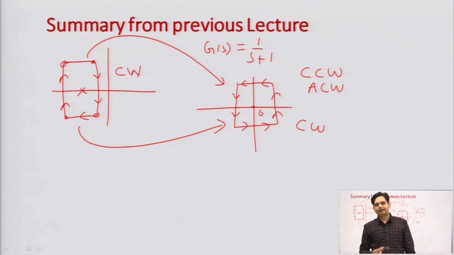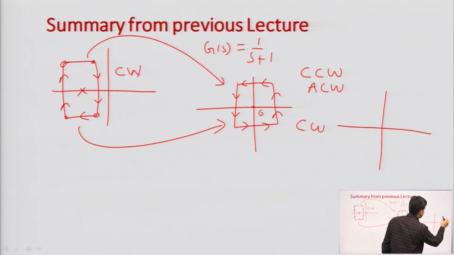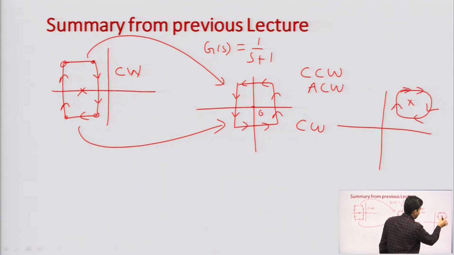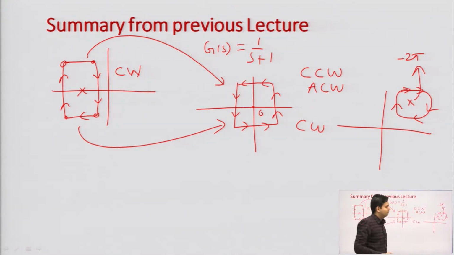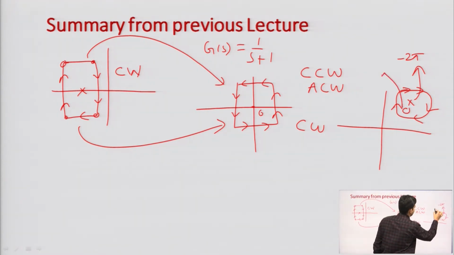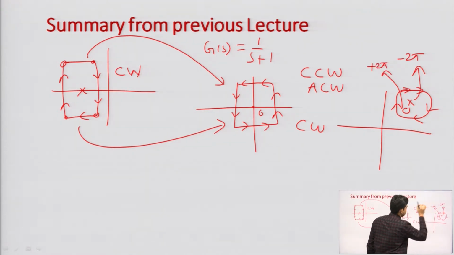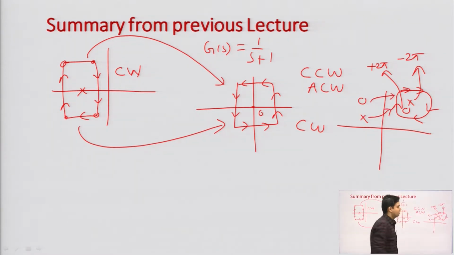So, this concept we had seen in the last lecture, and one more concept we had seen: if in the GS plane this is my pole and it is traversed by a contour in clockwise direction, then the angle contribution by this pole would be minus 2 pi. In the same way, if this is happening with any 0, then the angle contribution would be plus 2 pi. And if any 0 or pole is lying outside this contour, and we calculate their angle contribution, it would be 0.